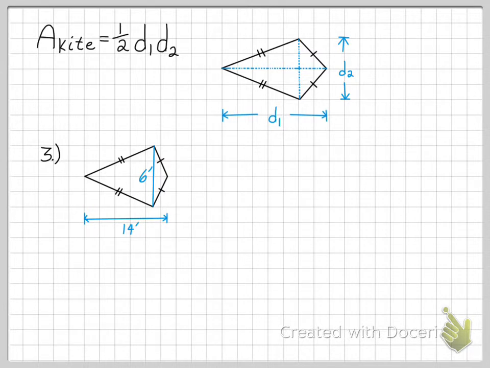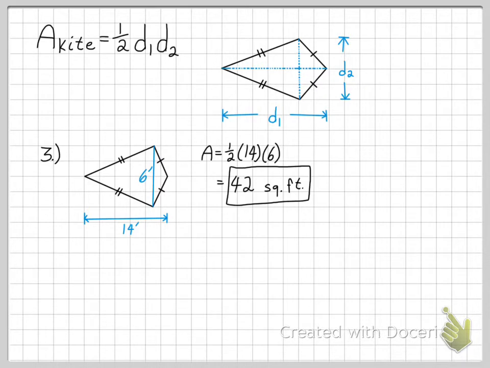So again, the formula for the area of a kite is 1/2 times the length of the two diagonals. In this case, this diagonal is 14 and the other diagonal is 6. So the two diagonals are given right here. You multiply them together and divide by 2 or multiply by half, right? Same thing. And you get the area of this kite, which is 42 square feet.